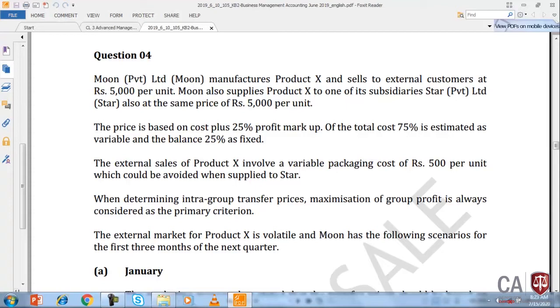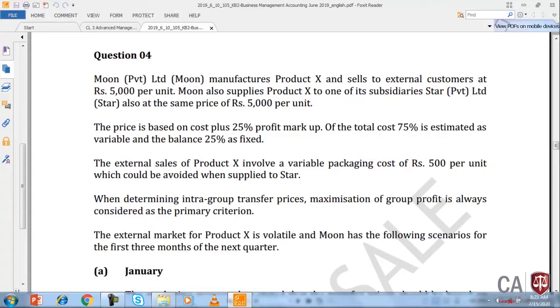But when we decide to transfer the same product to an internal division, no need to pack it, no need to deliver it, no need to design it, because the internal division is part of your own organization, therefore you can deliver the finished product as it is to the other party.